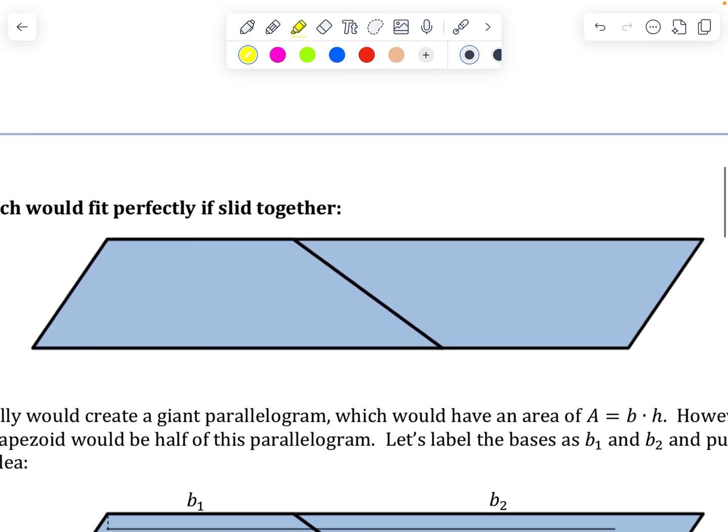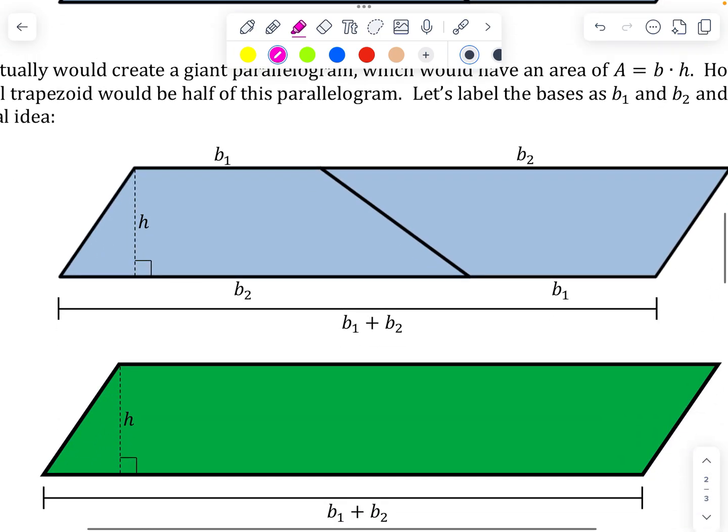If you look at what this figure is, this is a parallelogram. And we know how to find the area of a parallelogram. Once again, this was base 1, which is rotated here to base 1. This is base 2, which is rotated here to base 2. If you look at this now as a parallelogram, we can find its area.